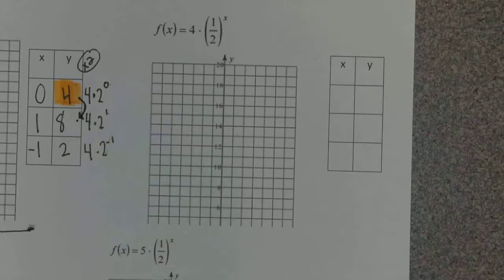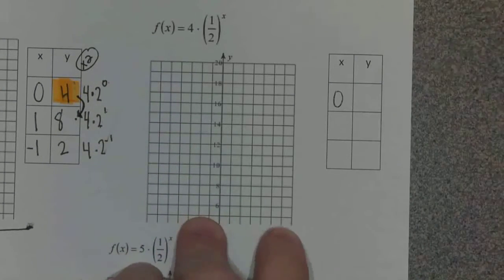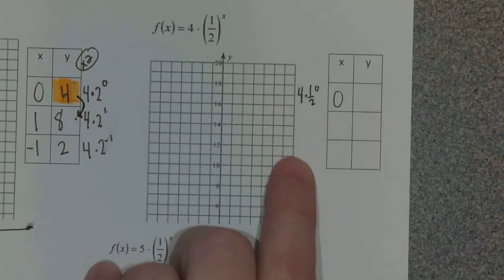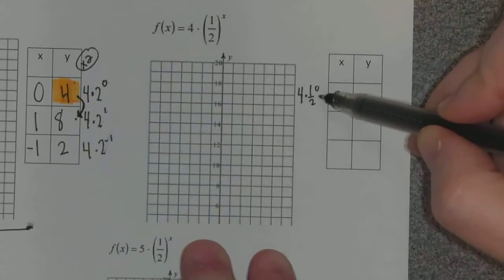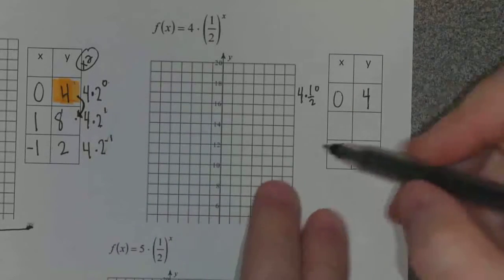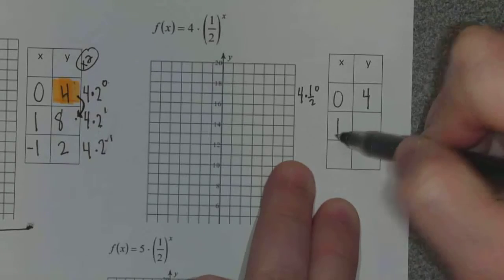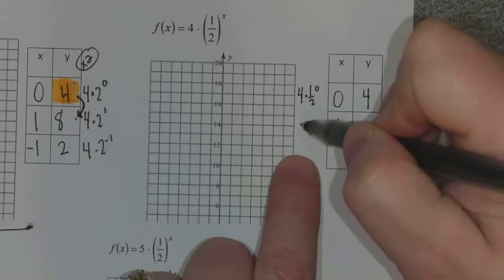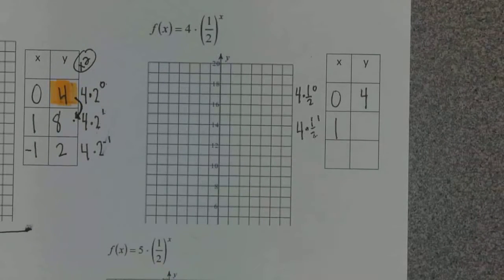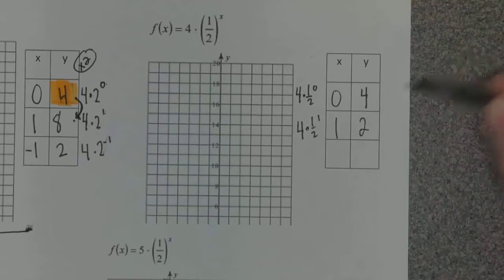Okay, we're going to do another set of values here. Again, I like to start with 0. So I'm going to do 4 times 1 half to the 0 power. 1 half to the 0 power is 1, and 1 times 4 is 4. I'm going to pick 1 again because I like to do 1. So 4 times 1 half to the first power. 1 half to the first power is 1 half, and 1 half of 4 is 2.